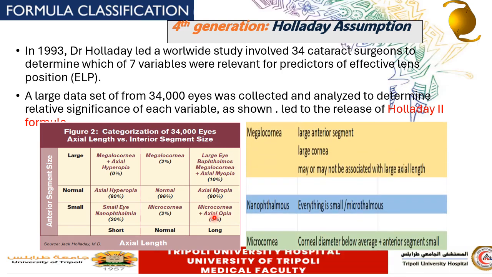So this new principle was introduced by Dr. Holiday, and this was a major source of refractive surprises, because they thought that the longer the axial length, the larger the anterior segment, which was not true in all of the cases, and was one of the main sources of refractive surprises.